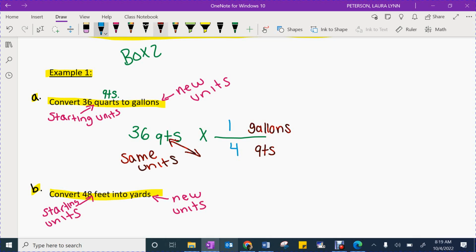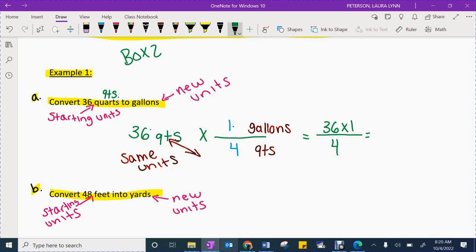Our next step is to actually create a unit rate, but we kind of need to do a little extra math first. We've got to do the multiplication. So when I say multiply the tops or the numerators, that means multiplying 36 times 1. So we're going to write that out. 36 times 1 is the top of our fraction. The denominator or bottom stays 4 because there's nothing to multiply 4 with.